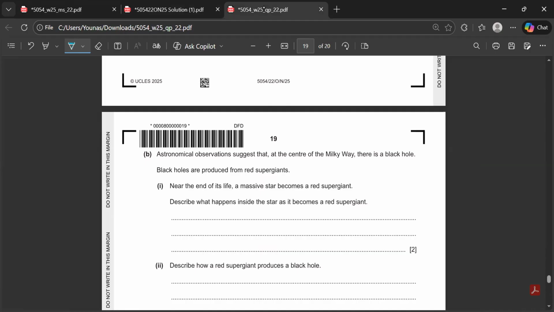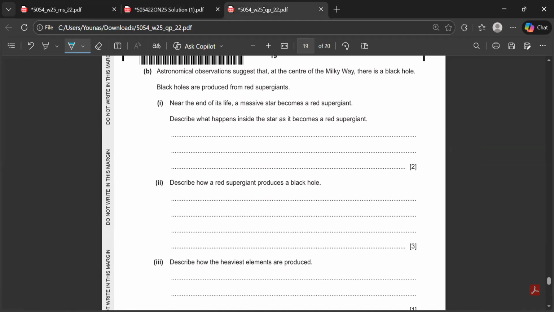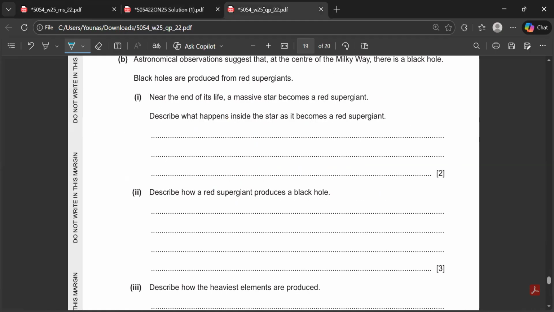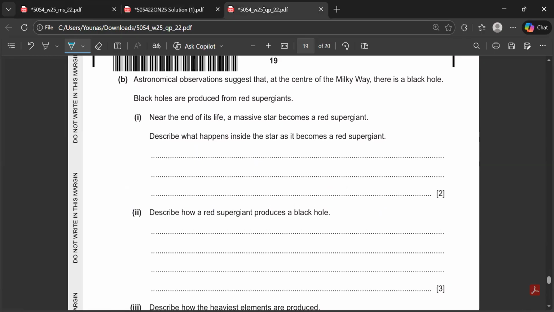Okay. Then he says an astronomical observation suggests that at the center of the Milky Way there is a black hole. Okay. And black holes are produced from the red supergiant. Near the end of its life, a massive star becomes a red supergiant. Describe what happens inside the star as it becomes a red supergiant.